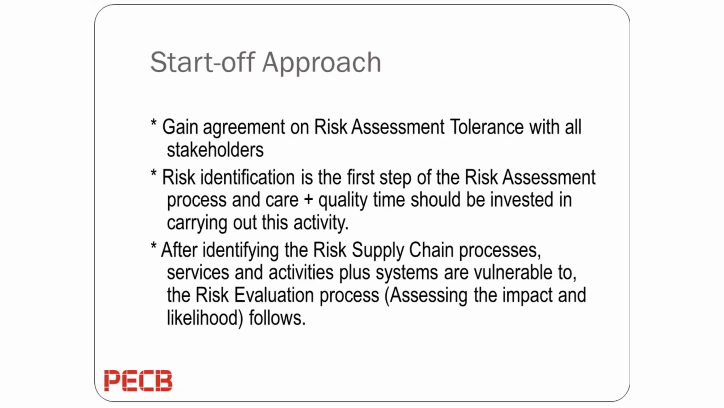After identifying the risk that supply chain processes, services, activities and systems are exposed or vulnerable to, the risk evaluation process, that is assessing the impact and the likelihood of such risk occurring, will now follow. For example, if you have an inventory store that is four-walled with fiber or four-walled with wood, such an inventory store has a higher probability of a fire incident occurring than an inventory store that is four-walled with bricks.